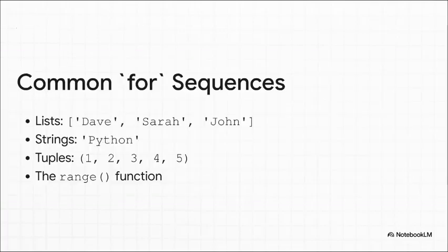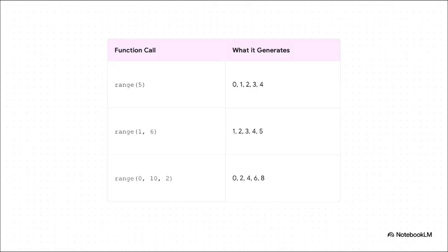And the great thing is you can loop over all sorts of sequences. You can go through a list of names, you can iterate over every single letter in a string, you can work with tuples. But one of the most useful tools you'll use with a for loop, by far, is the range function. Range is your best friend when you just need to do something a specific number of times.